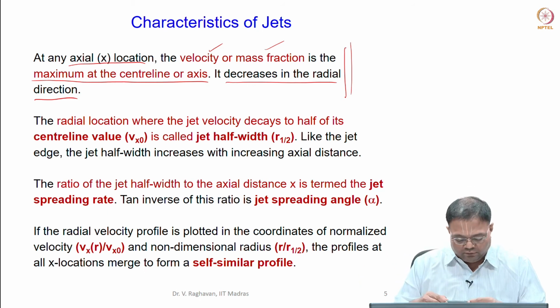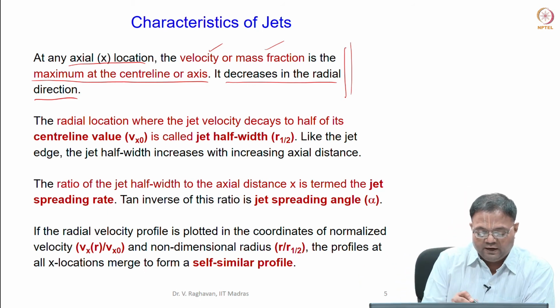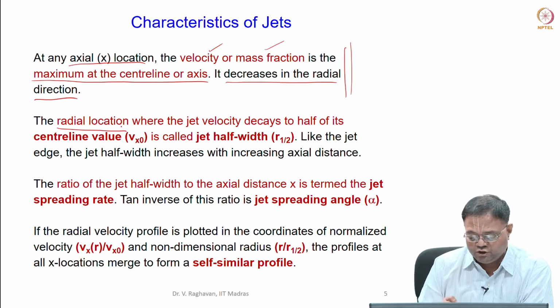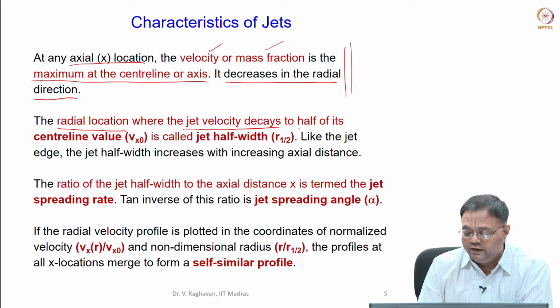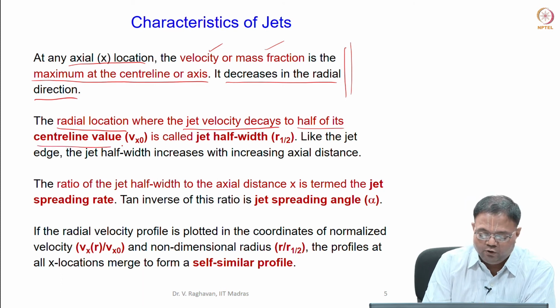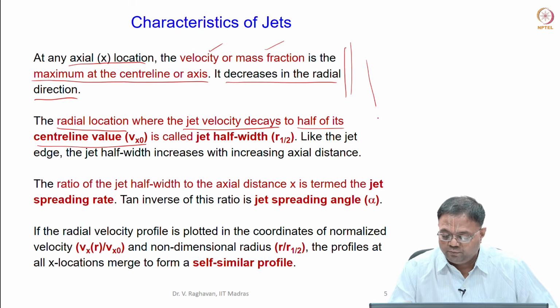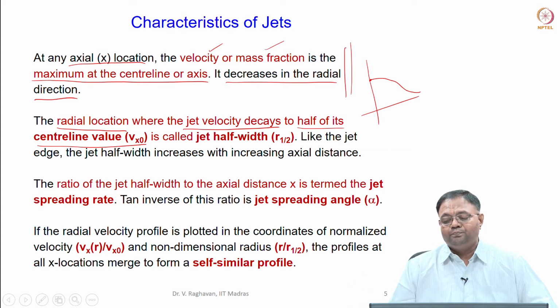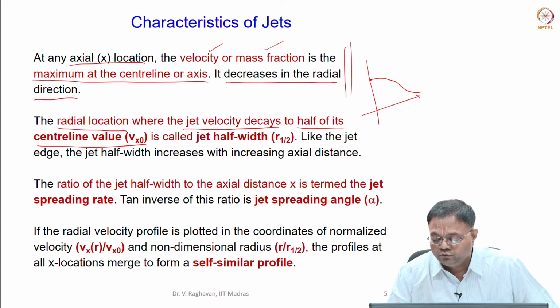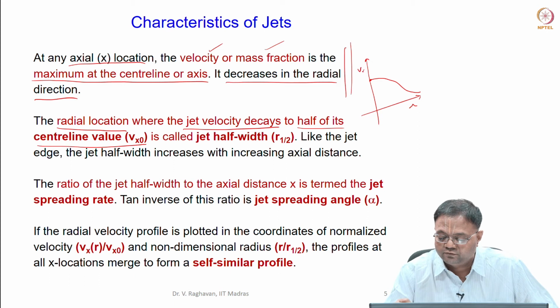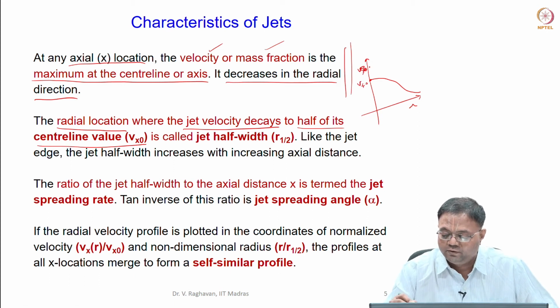So what we now generally do is we seek a radial location at which the jet velocity decays to half of its central line value Vx0. So if you go to the profile, if you take the maximum here and it goes to 0 like this, asymptotically it goes to zero. This is the radius, and this is Vx naught, and this is the Vx profile basically.